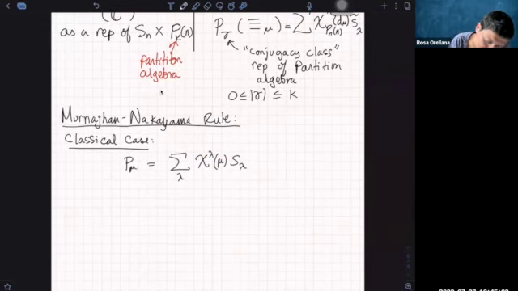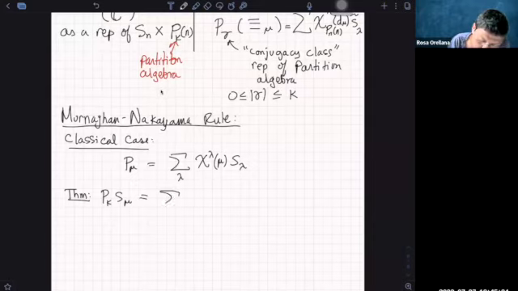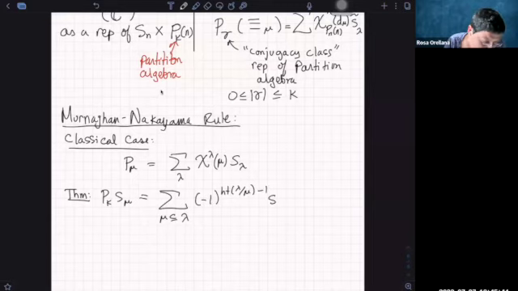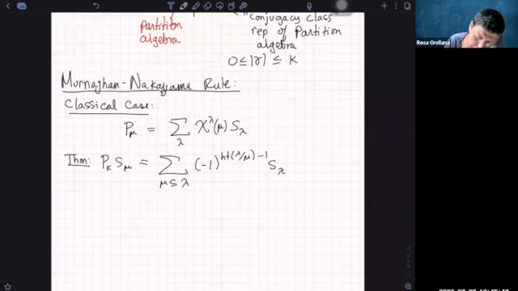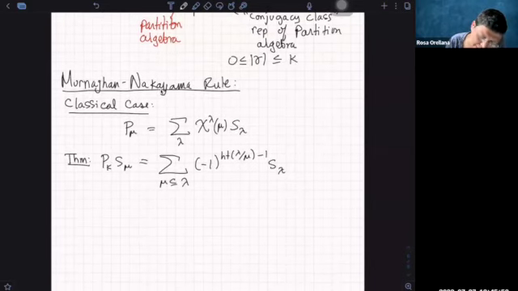And how can you obtain this? There is a theorem in combinatorics that tells me that if I multiply a p_k times s mu, this is going to be the sum over all lambda containing mu, (-1) to the height of lambda slash mu minus 1, of s lambda. This is the classical Murnaghan-Nakayama rule.